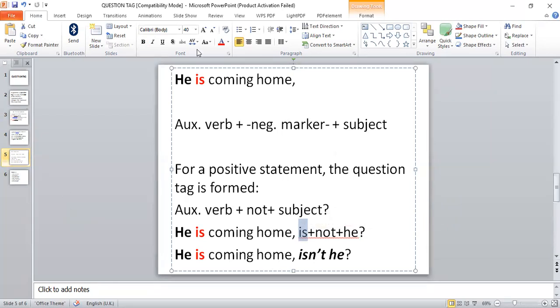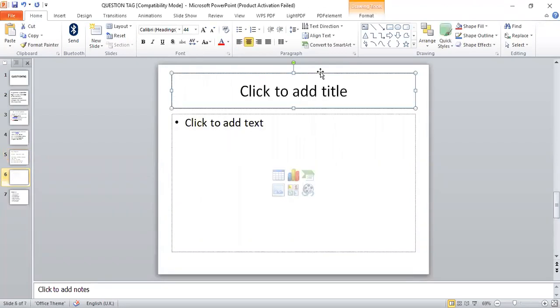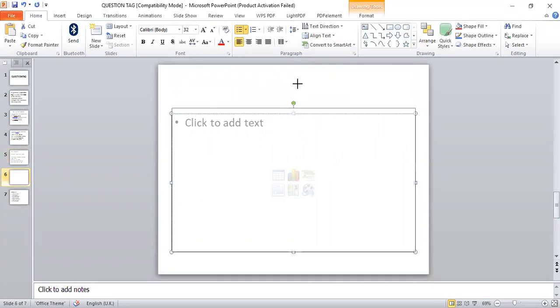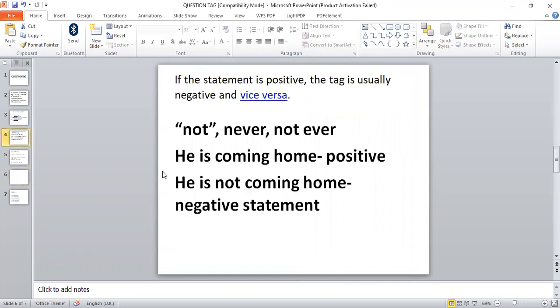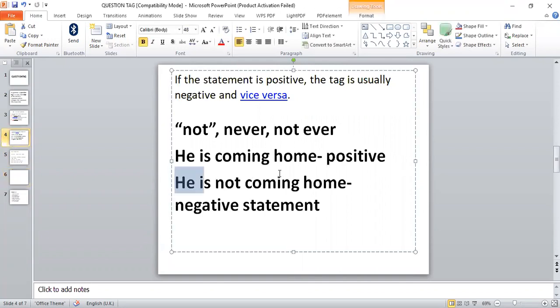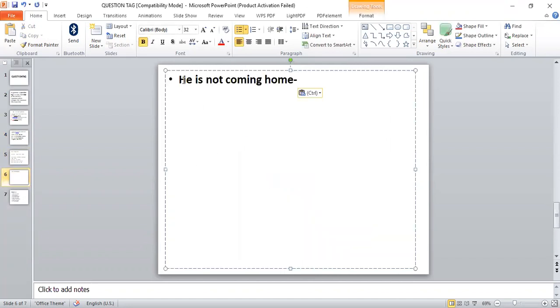Now, if we move on from here and we want to form a question tag for a negative statement, I'll just borrow something from here. He is not coming home as my negative statement. So remember, I said if you're going to have a question tag for any statement, put a comma after your statement. So moving forward from there, he is not coming.